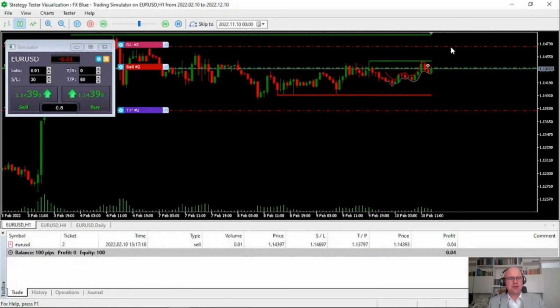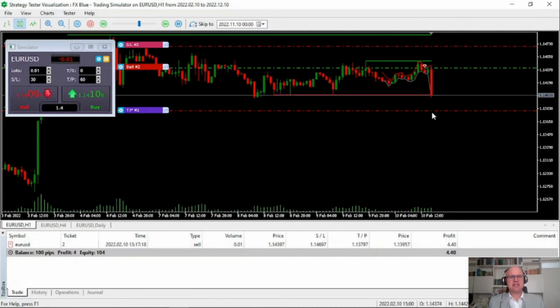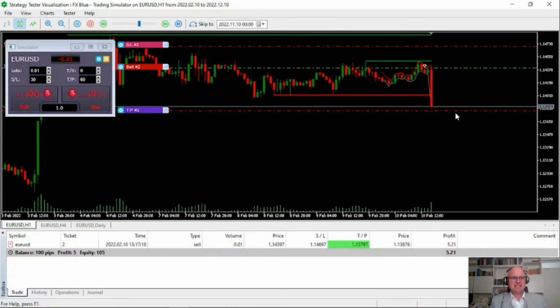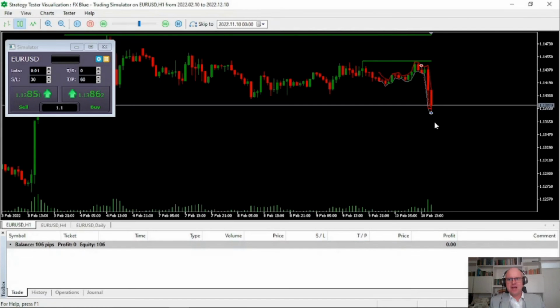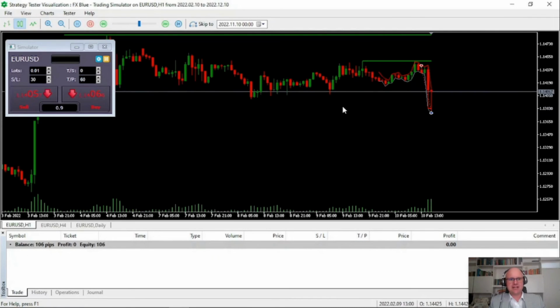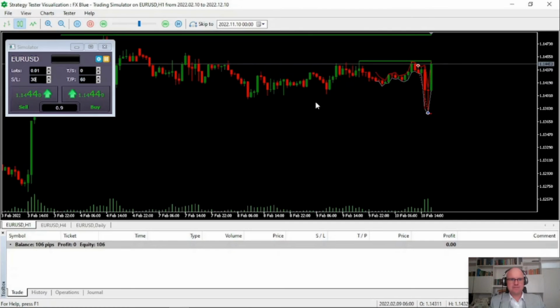The simulator then loads the trade and you can actually see where the different stop loss and take profit for your trade has been placed. And our first trade using the indicator is a winner.